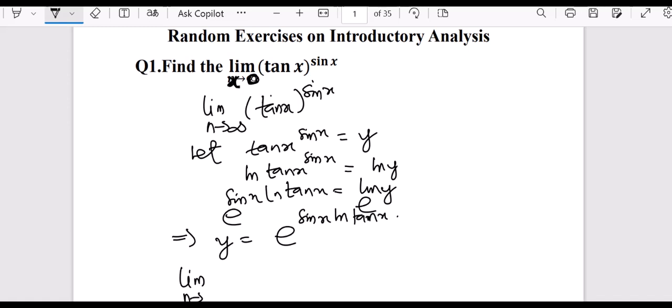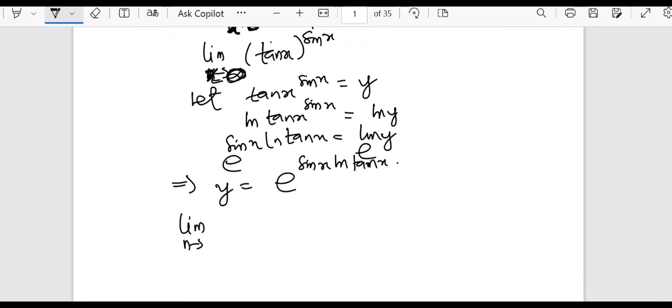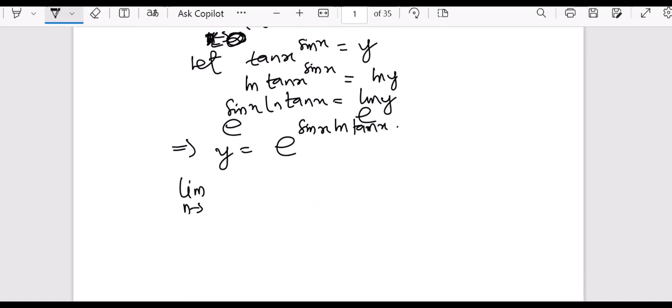Yeah, so this is how the question is supposed to be. Supposed to be 0 here, and here is supposed to be x, not n. So kindly take note. So as x goes to 0 of e power sine x ln tan x, like this.